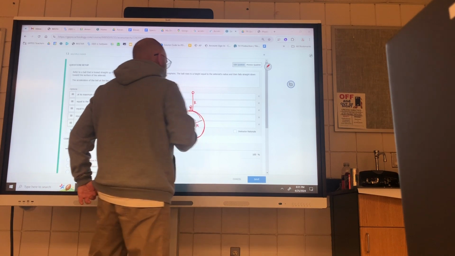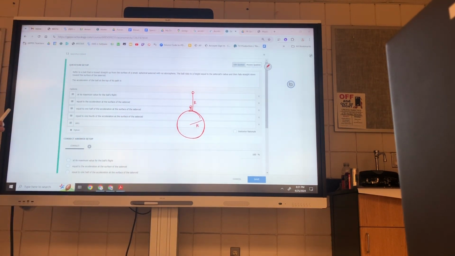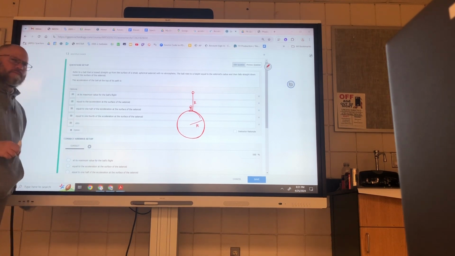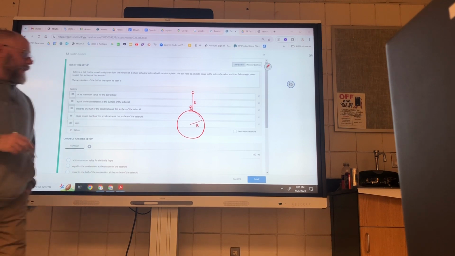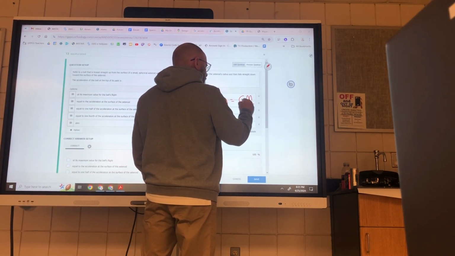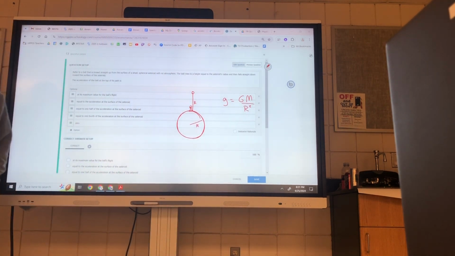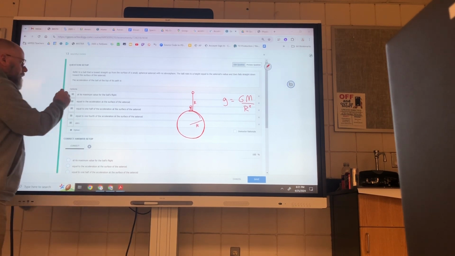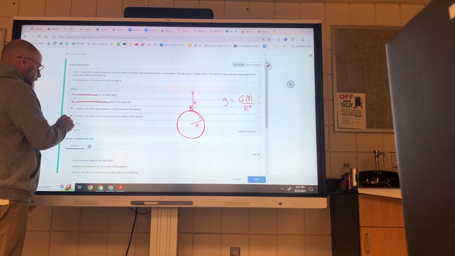The acceleration of the ball at the top of its path is a maximum. What did we decide? If you're going to calculate the acceleration, it's G times the mass of the planet over the radius squared. So when you're at your maximum radius, what's true about your acceleration? It's the least. Okay. Equal to the acceleration at the surface? No. Equal to 1/2? No. 0?